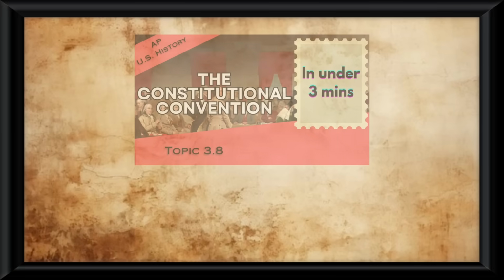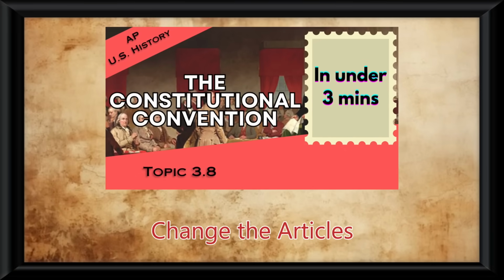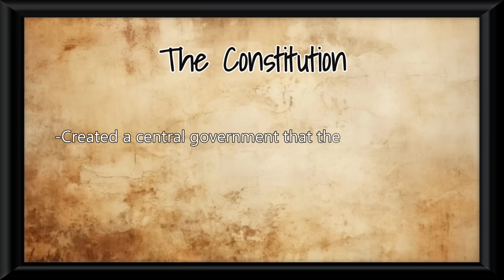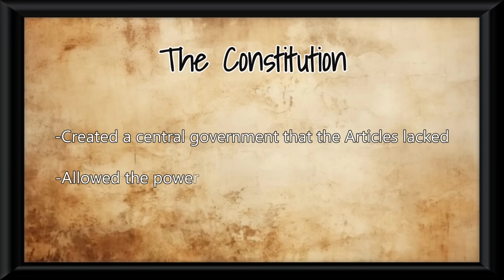The Constitutional Convention, though it originally happened to change the Articles, caused a new document to come out of it explaining a new way of government that is still used to this day. It created a central government that the Articles lacked, but also allowed the powers to be limited to embody federalism. There was still an issue though.